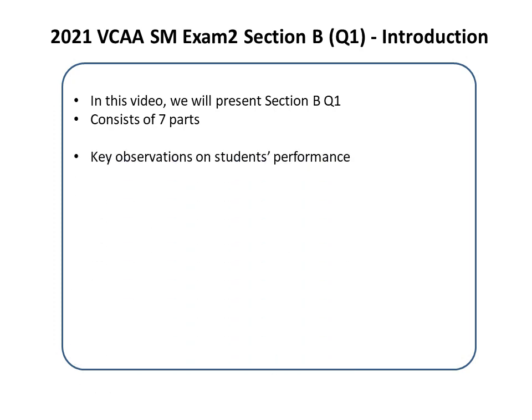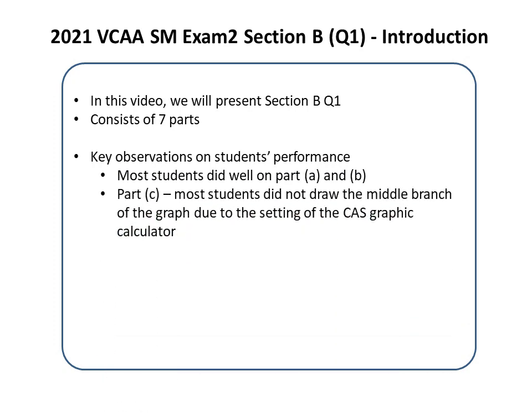Questions in part A and part B were answered well by most students. In part C, quite a number of students did not draw the middle branch of the graph due to the setting of the CAS graphic calculator. Most students left part D unanswered.